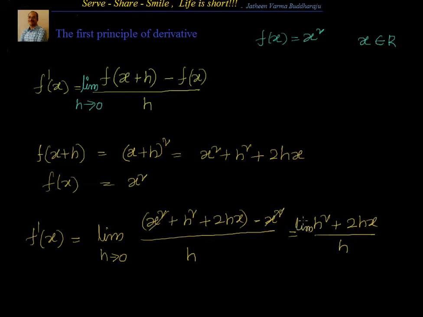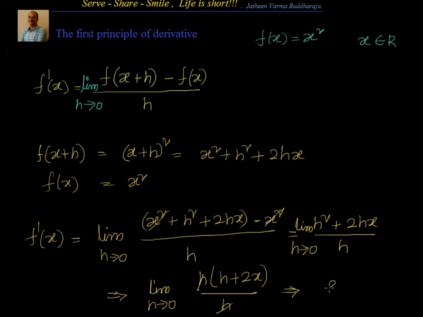I should write here limit as h tends to 0. This is nothing but equal to, you can take h common, so it will be limit h tends to 0, h into (h plus 2x) divided by h. If you apply h equal to 0, you will get the answer as 2x. So we know that f of x is x square, f'(x) equals 2x. That's how, using the first principle of derivative, we can find the derivative of x square.